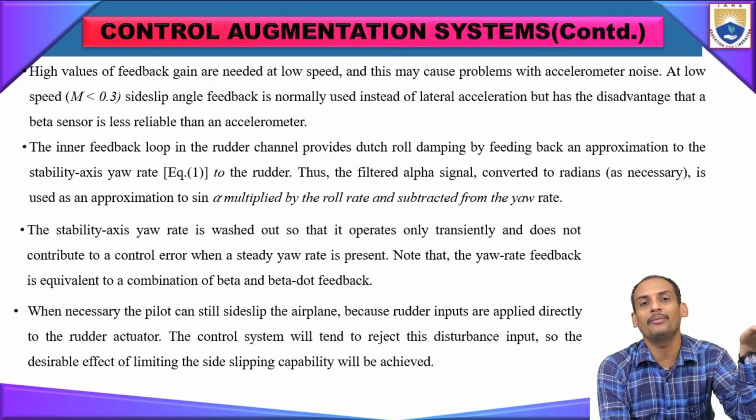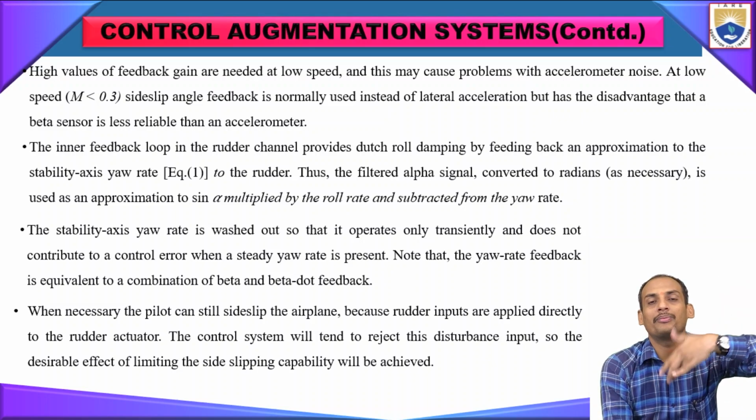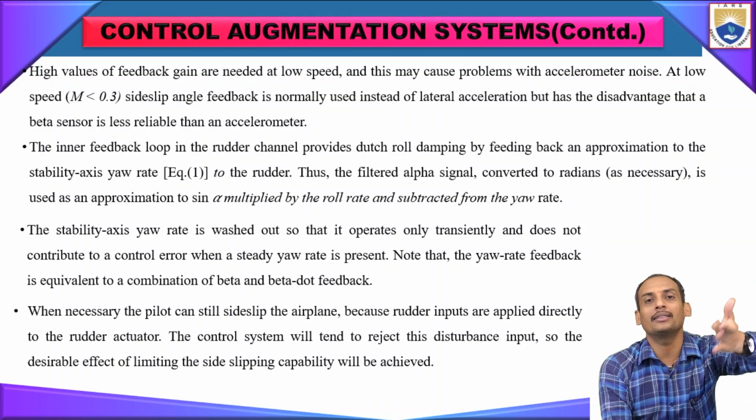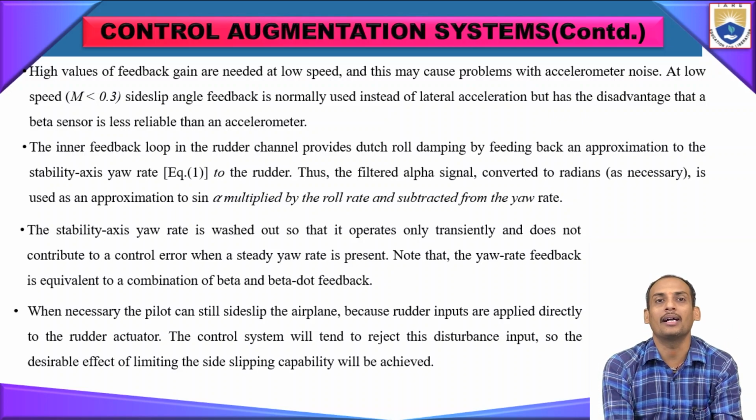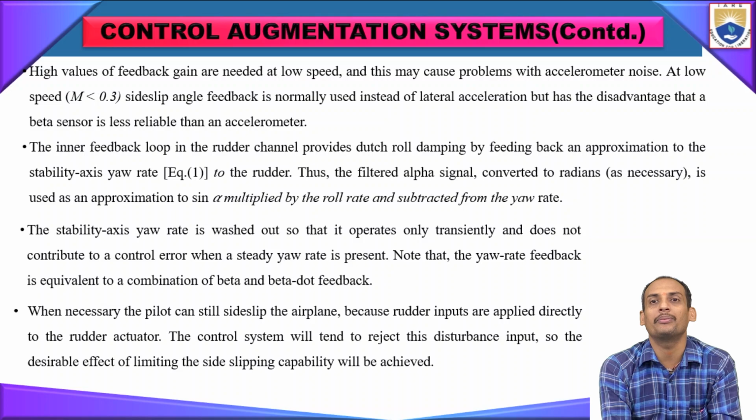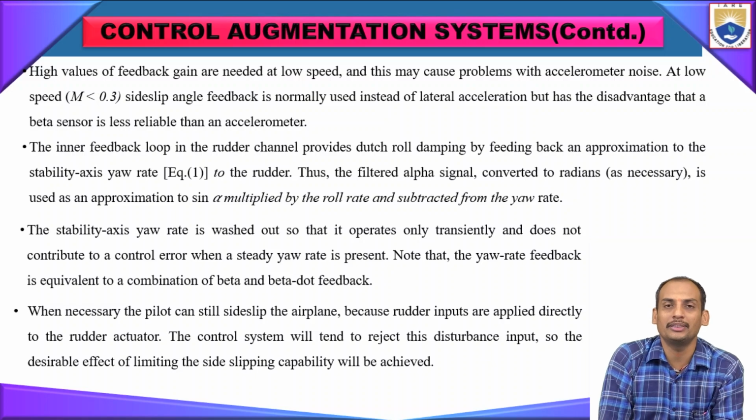Previously, on the significance of stability augmentation, if you see the previous video, we have seen the accelerometer values we are getting after the maximum values are attained. Based on that, we are getting the maximum values for this beta sensor also. Based on the beta sensor, the inner feedback loop in the rudder channel provides Dutch roll damping by feeding back to that approximation. The stability yaw axis rate is in equation 1.